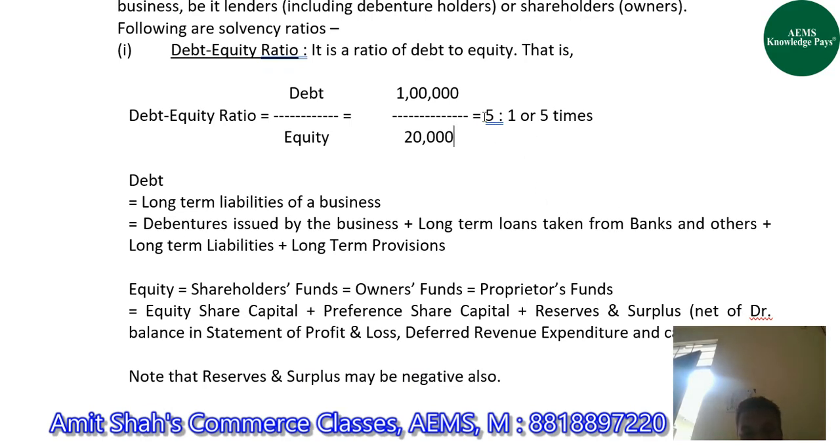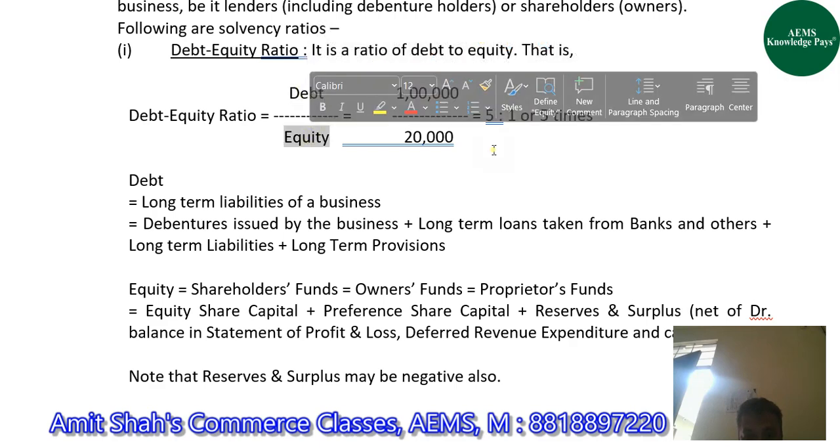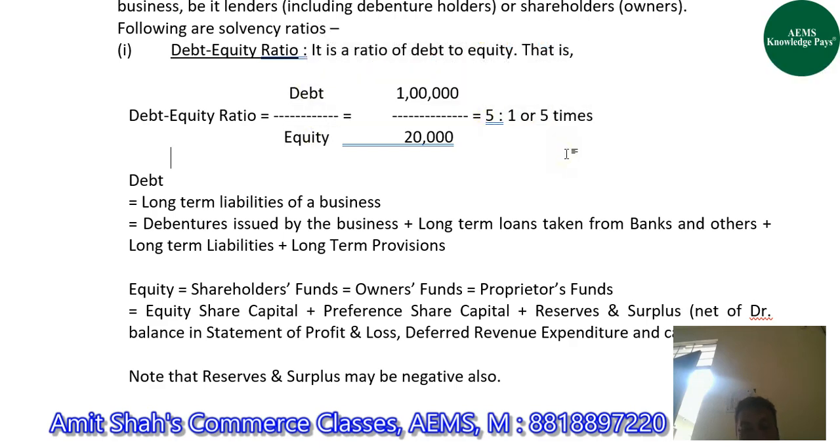This ratio can also be lesser than 1. If debt is lesser than equity, then this ratio would be lesser than 1. This ratio can also be 0. If there is no debt, only equity, then this ratio would be 0. But there cannot be a chance where equity is 0, because without equity, no business can be started. Without capital, no business can be started.